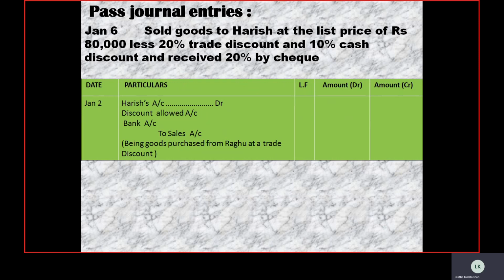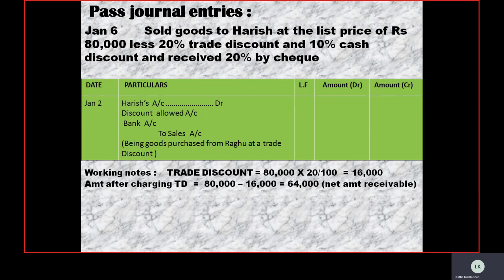Now let us see how to use the concept of the trade discount and the cash discount over here. In the working note, the first thing we are supposed to do is calculate the trade discount. We calculate the trade discount on the list price of 80,000, and how much is it? It is 16,000. Okay children, so let's exclude the trade discount because it need not be shown in the books of account. So hence the net amount receivable is how much?